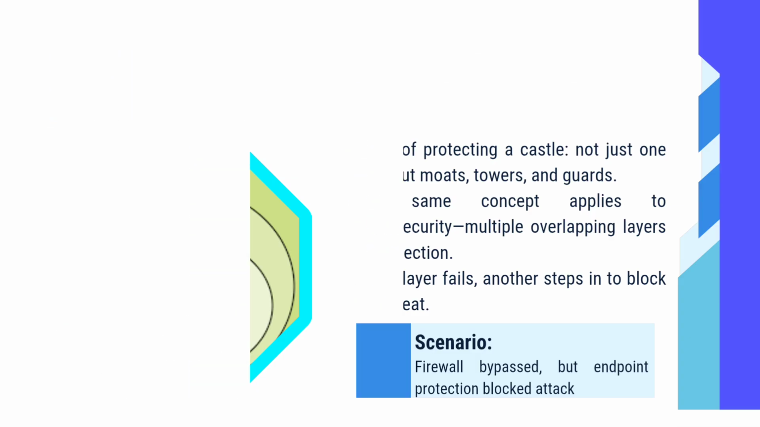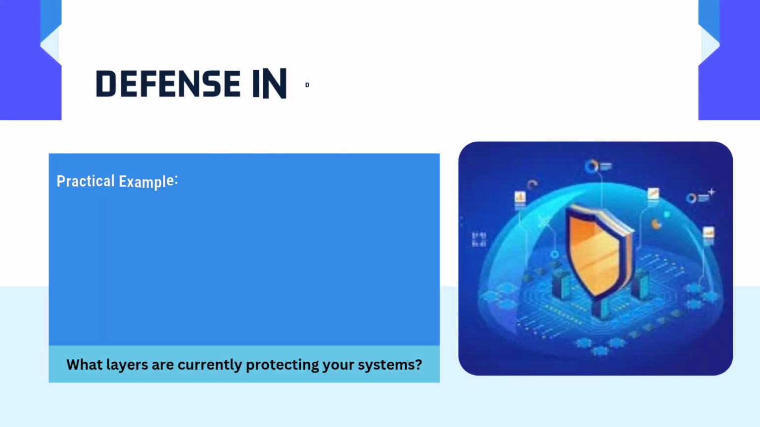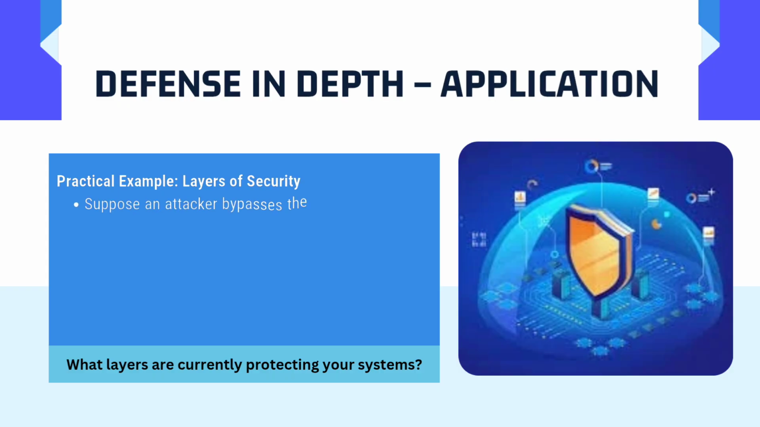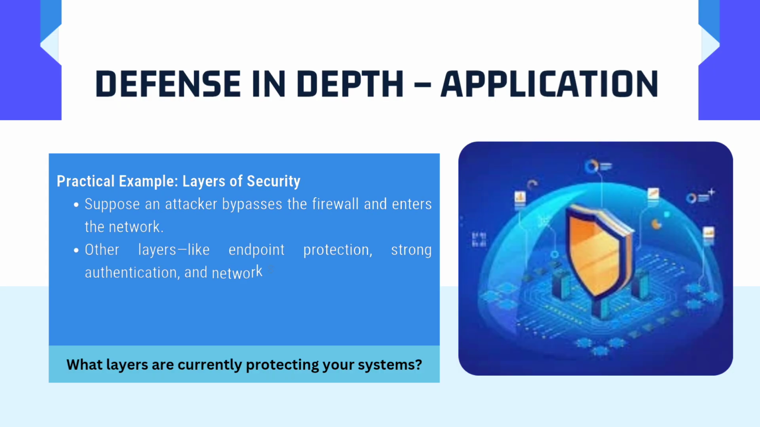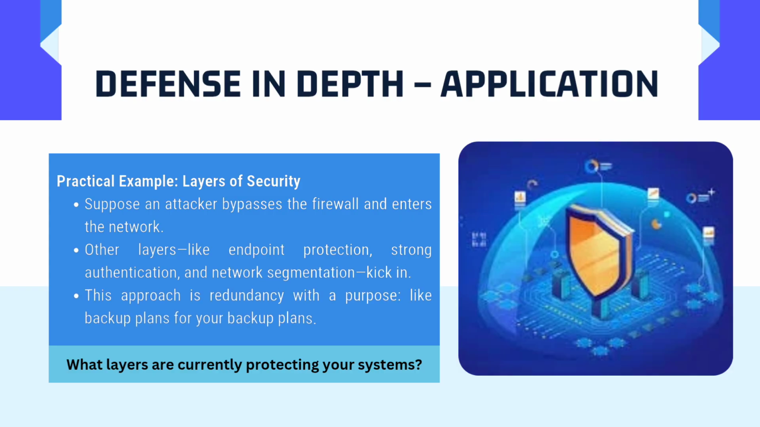For example, even if an attacker bypasses the firewall and gains access to the network, layered controls like endpoint protection, authentication policies, and segmentation can still stop them. It's redundancy with purpose, like having backup plans for your backup plans.